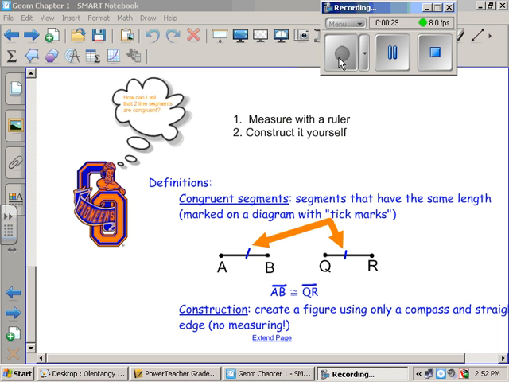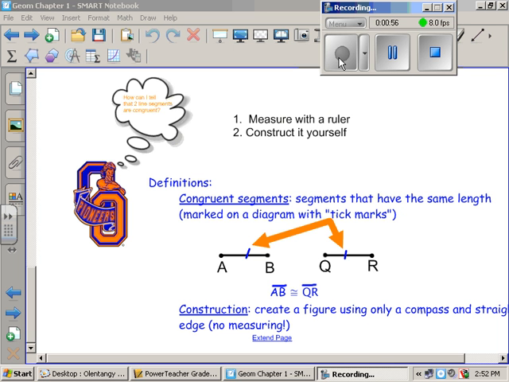But first thing you want to do is, well, there's a couple ways you can do it. One is you can measure it with a ruler, or you can construct it yourself. Again, we're going to do the construction later. But let's talk about what makes a segment congruent, or looking at it, because in geometry you talk about pictures and you talk about numbers, and we kind of do them side by side.